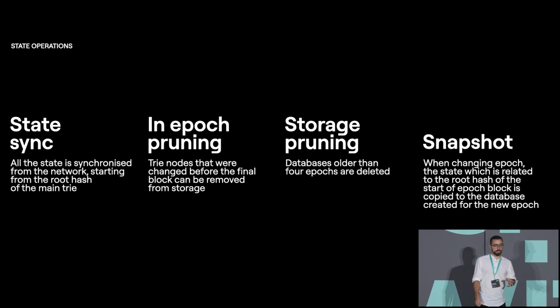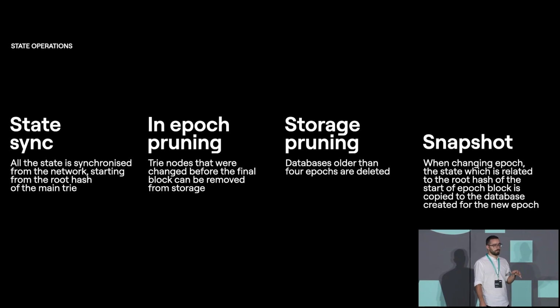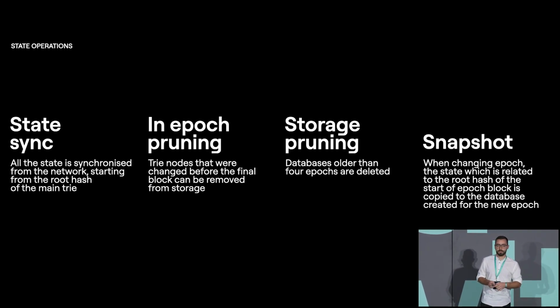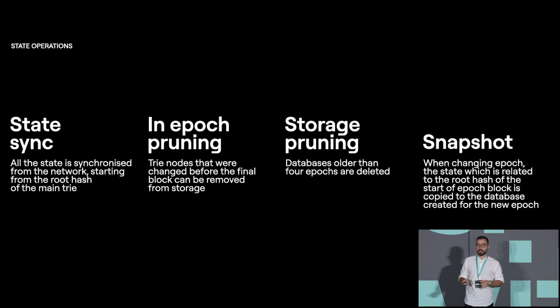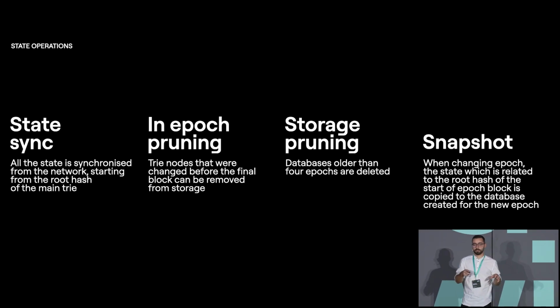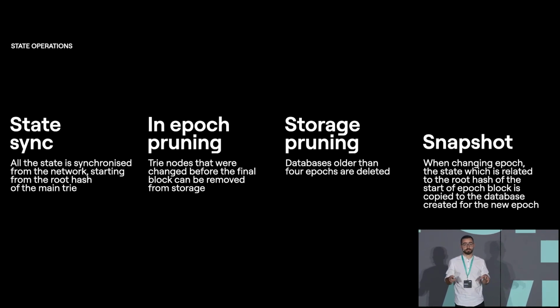That means that in each epoch, you create a new database, and you save the current state in that epoch's database. Let's take an example. It will be a bit simpler to understand. So you create an account in epoch 2. That account will be saved in the database of epoch 2. When you go to epoch 3, you create a new database. And when you go to epoch 4, you create a new database, and so on.